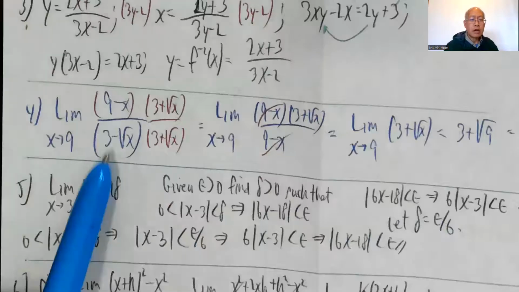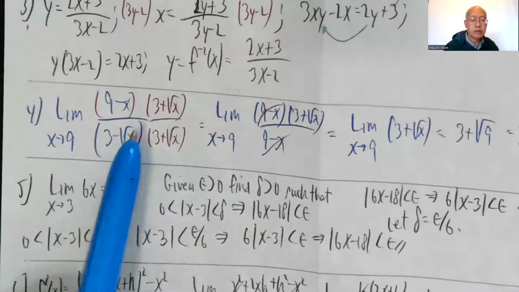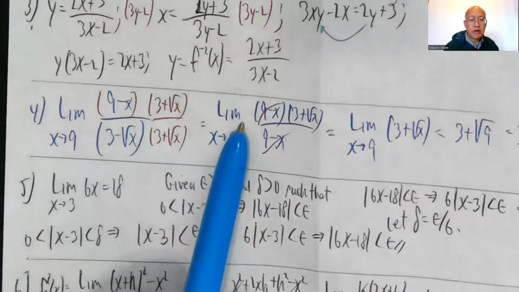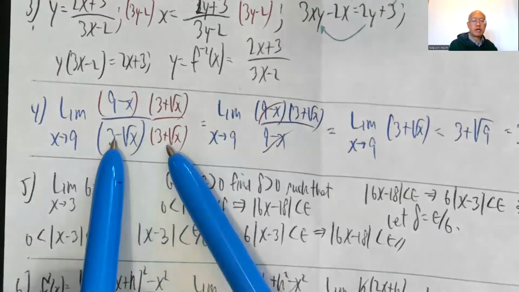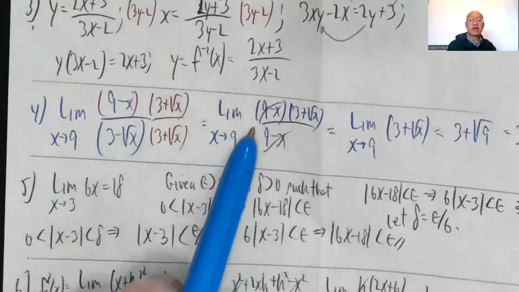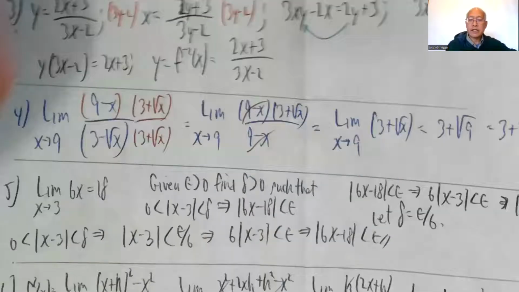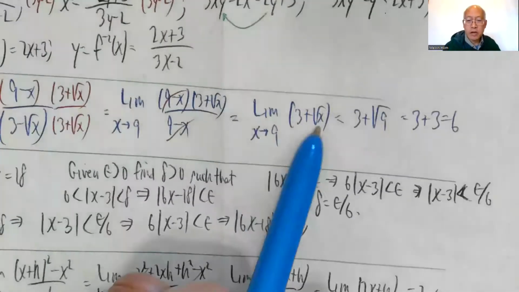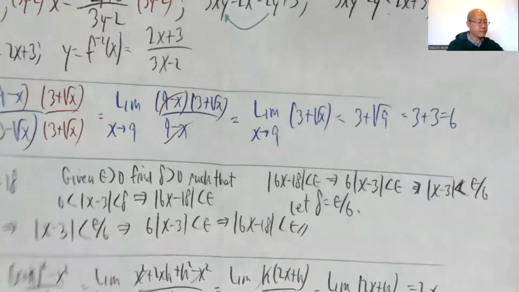Number 4: multiply numerator and denominator by 3 plus radical x, the conjugate of the denominator. So I have the limit as x approaches 9 of (9 minus x)(3 plus radical x) over... This is (a minus b)(a plus b), that's going to be 9 minus x. Very conveniently, it's the same as the 9 minus x here, so these cancel out. Limit as x approaches 9 of 3 plus radical x. Now directly substitute, put 9 here: 3 plus radical 9, 3 plus 3, which is 6.